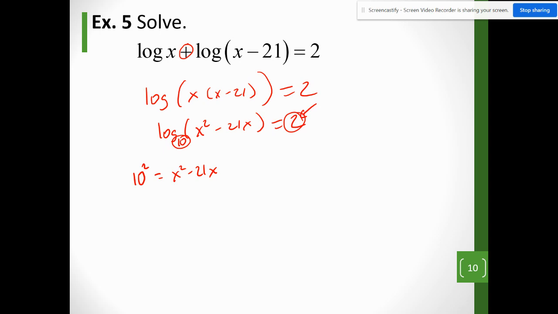I know 10 to the second is 100. So I have 100 is equal to x squared minus 21x. I know when I have an x squared, it's nice if I move everything to one side. I'm going to try to factor it. So let me subtract 100. So I have that 0 is equal to x squared minus 21x minus 100.